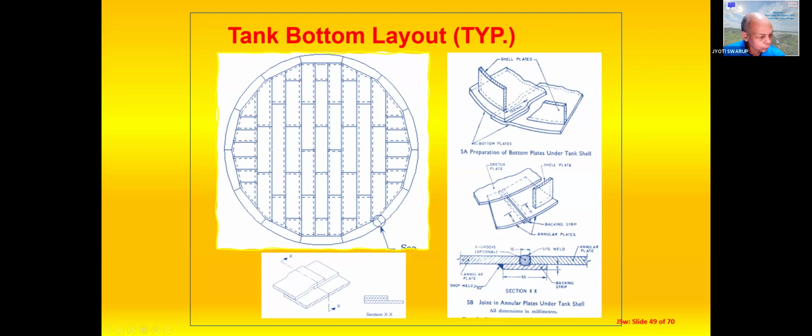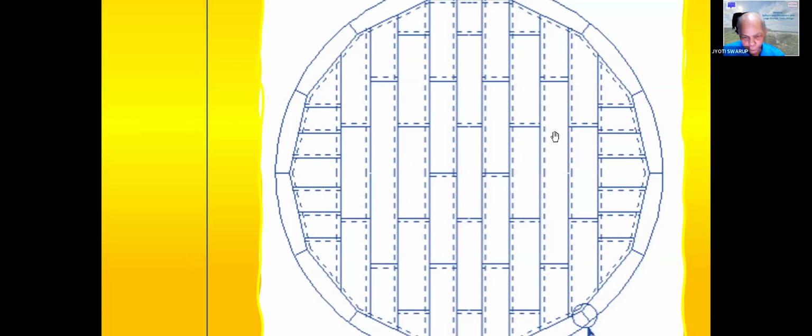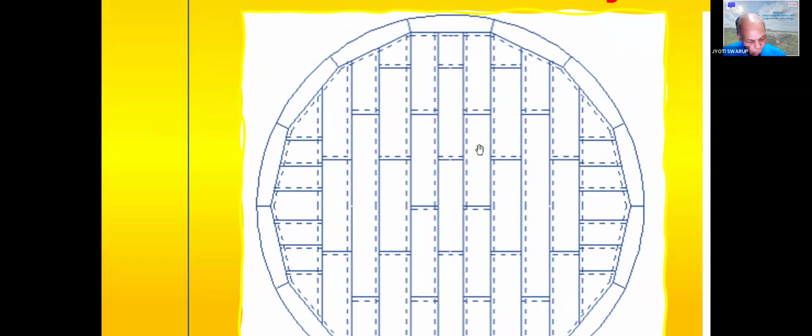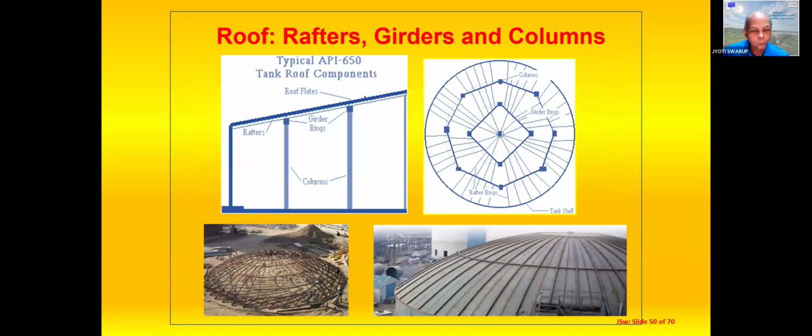Now, a typical bottom plate layout of a tank looks something like this. The plates are arranged staggered from each other. The edges may have annular plates, on which the shell actually rests. Here are some welding details of the three-plate joints, the plate to plate welding, or the shell to bottom plate welding on an annular plate. All these details are a part of API 650 and IS 803, which can be seen in the respective codes.